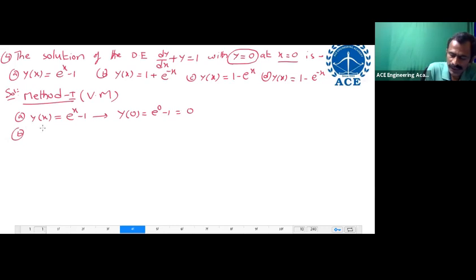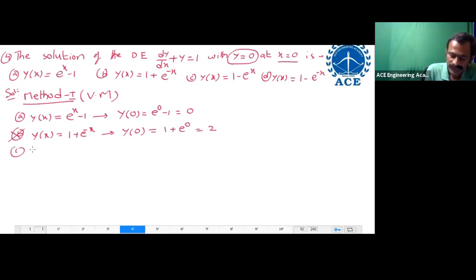Next, we go to the second option. y of x equal to 1 plus e power minus x. When you substitute x equal to 0, 1 plus e power 0, 1 plus 1, 2. From the second option, we are getting y of 0 equal to 2, but our y of 0 is 0. So the second option is not satisfied with the condition. So B is the wrong answer.